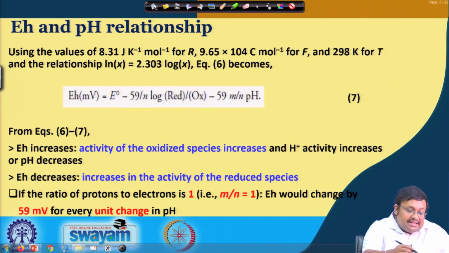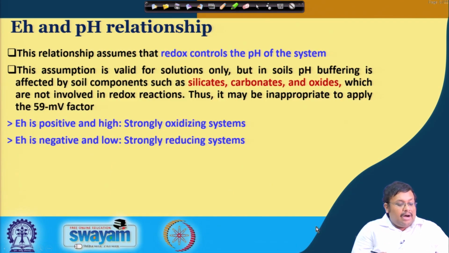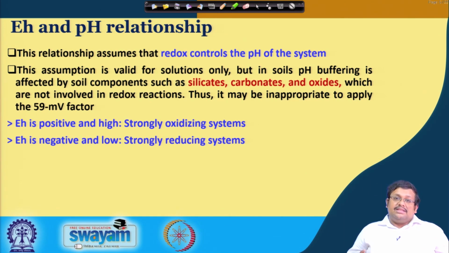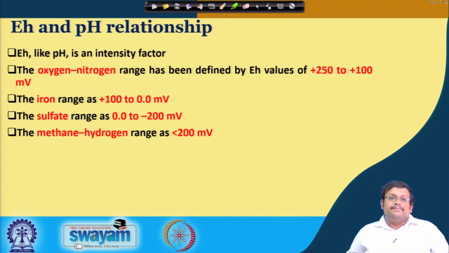So, we can simplify this relationship between EH and pH. So, also we have discussed the implication of the EH and pH relationship. Remember that when EH is positive and high, then it is basically showing a strongly oxidizing system, whereas when the EH is negative and low, that basically shows a strongly reducing system.